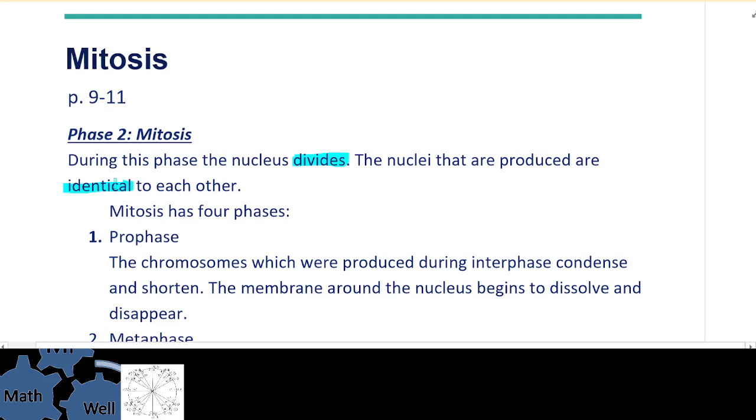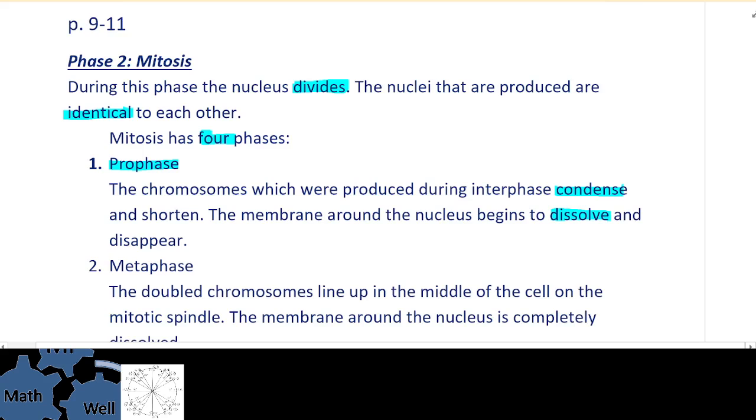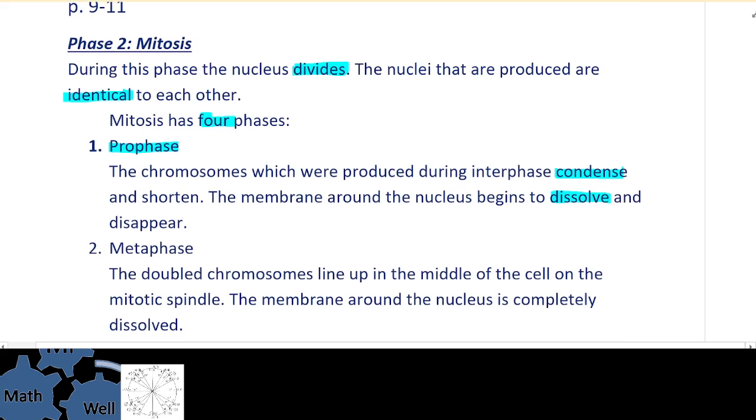Okay, so mitosis has 4 phases. The first phase is called prophase. The chromosomes which are produced during interphase condense and shorten. The membrane around the nucleus begins to dissolve and disappear. So the nucleus is now arranging itself, and it is beginning to split apart. That's prophase. So the chromosomes start to pull together and condense and shorten. The membrane around the nucleus begins to dissolve.